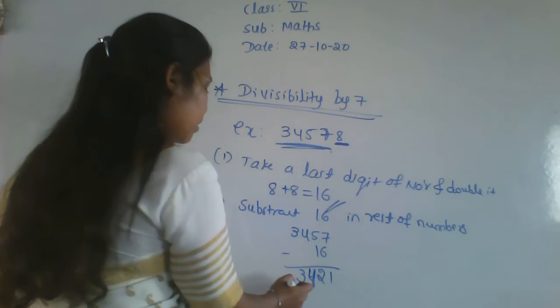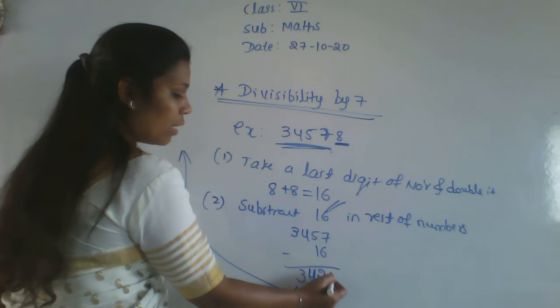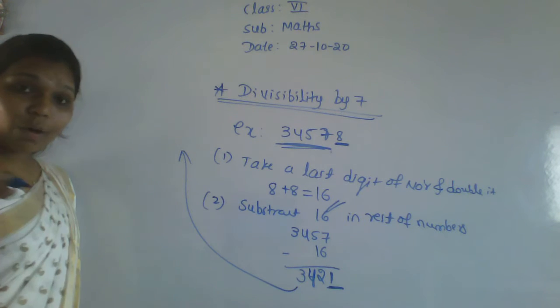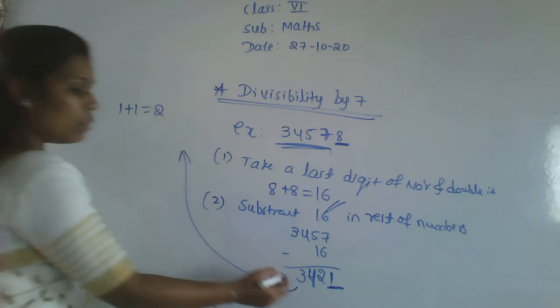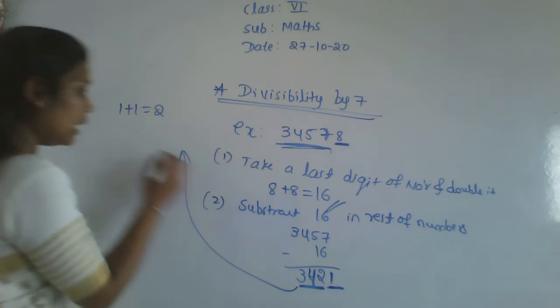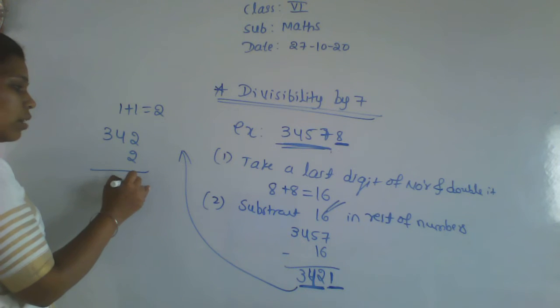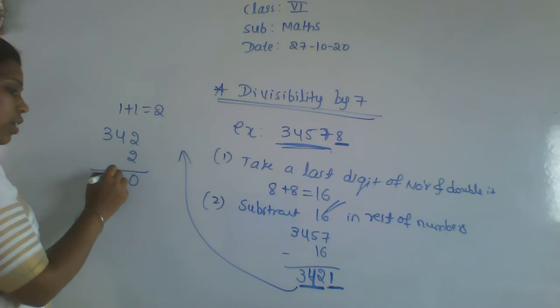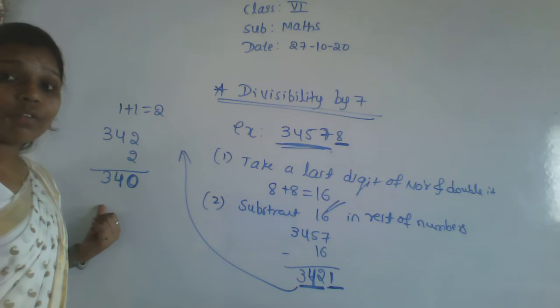So for that reason, again do here: take the last digit of that number. Last digit means what here? 1, right? So 1 plus 1 is 2. And what are the rest of the numbers here? 342 minus 2. Here we got 0 and here 340. We got 340.